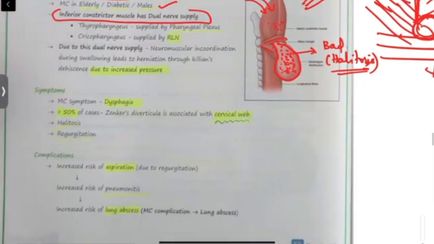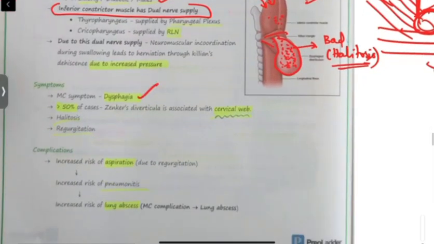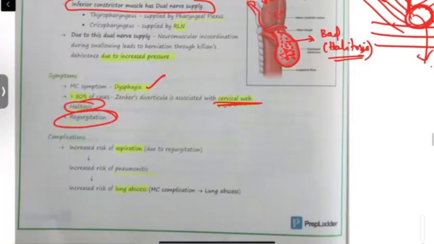Okay? So the symptom is dysphagia. There will be difficulty swallowing because all the food is coming and accumulating here, and he will have to strive hard to swallow the food. And then there will be cervical web formation and halitosis, and this food can come back into the mouth, and that is regurgitation. So the most common symptom is dysphagia, and then halitosis, and then regurgitation.